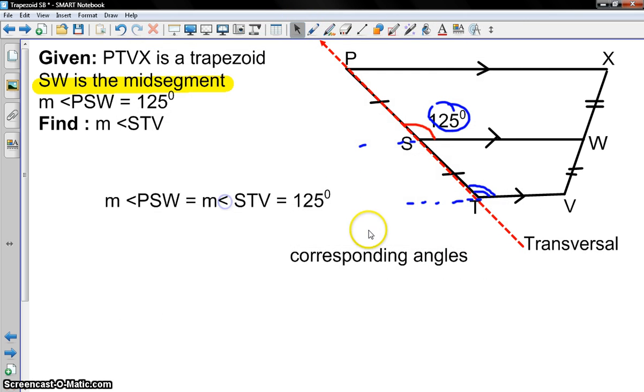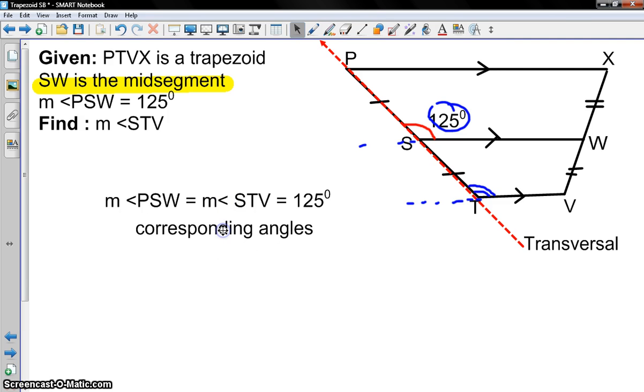Okay, let's move those a little bit on the side. This problem, all you needed to know is that parallel lines are formed in a trapezoid, and also that they form corresponding angles. Okay, that would be it.